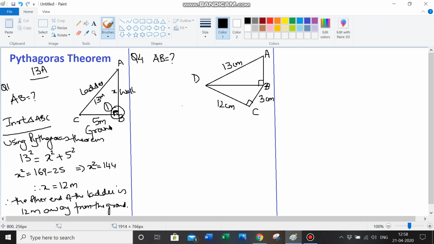So let's move on. The next question that we solve is question number 4. This is a rough diagram from the question. I've just written the details. AD is equal to 13, DC is equal to 12, and BC is equal to 3. We need to calculate AB.